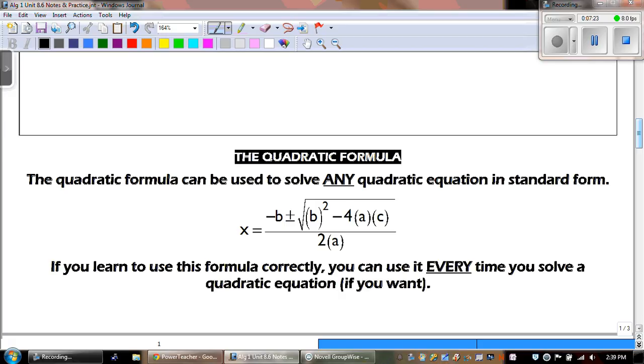Now, the key thing is, I see a b, I see the letter a, I see c. What has to happen is you have to have your equation set equal to 0. So ax squared plus bx plus c equals 0, okay? Now, if you do that, every single time you're going to get the right answer.